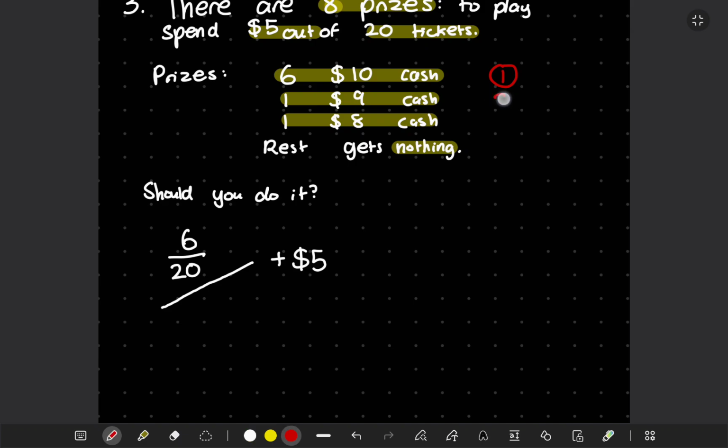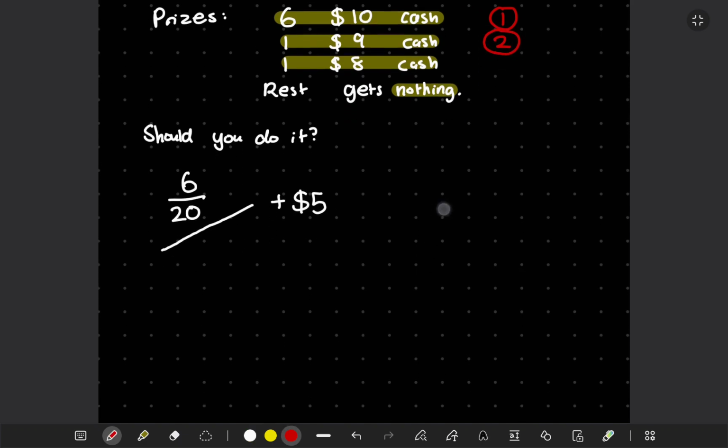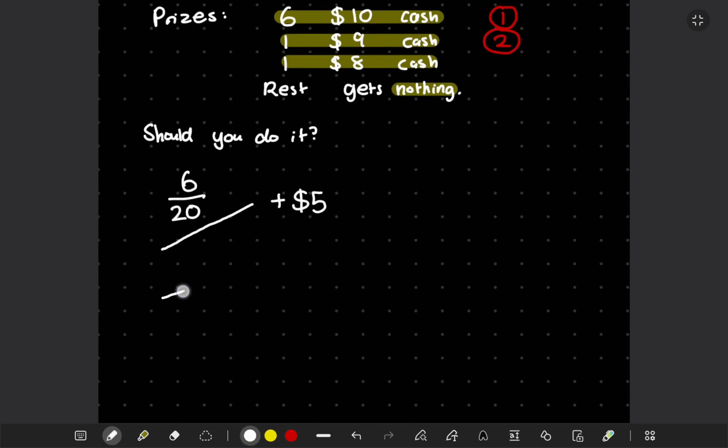We'll do it again for the second one. So if I look at the second one, 1 ticket, so that's going to be 1 out of 20. So 1 out of 20 gets us $9 in cash. Well, in this case, that's going to be $4 just because 9 minus 5 gets us $4. So I'm going to write that right here. This was from 10 minus 5. This was from 9 minus 5.